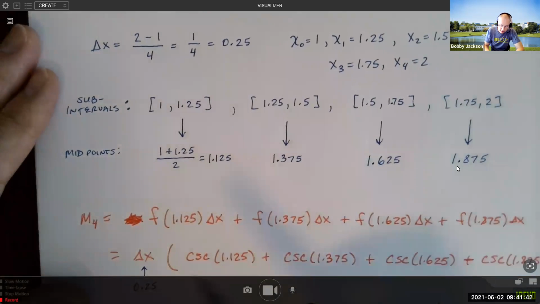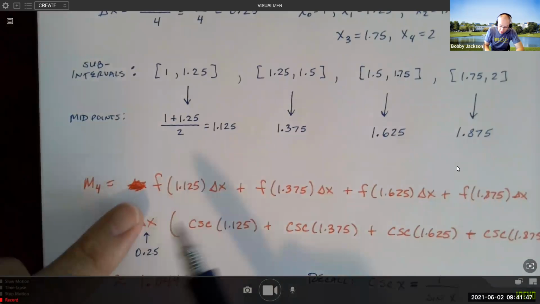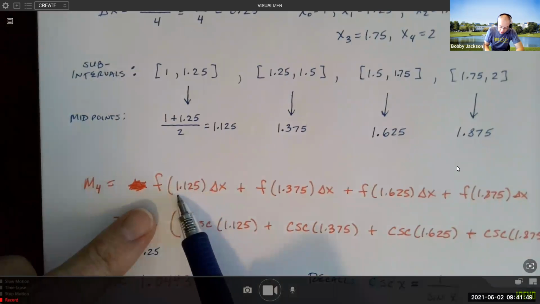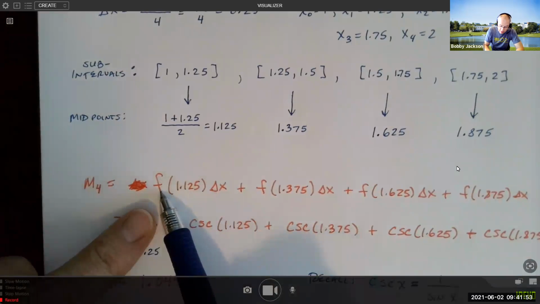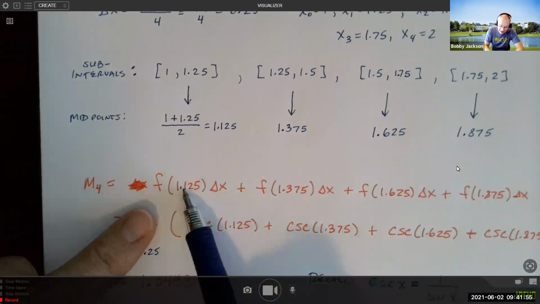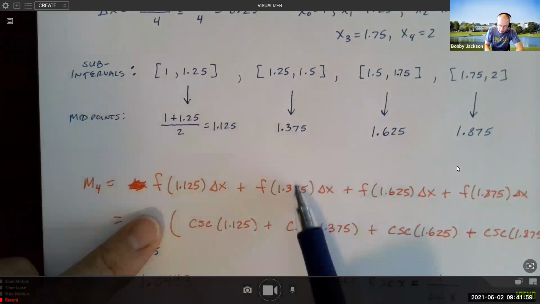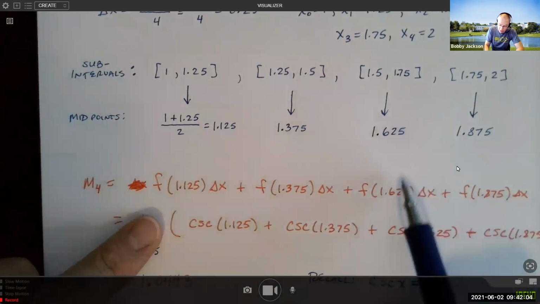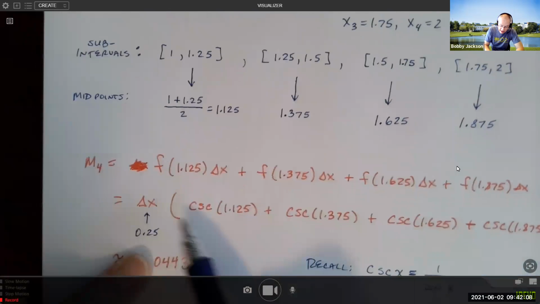So now we're ready to go. We can find the value of M4. Let's add up the areas of the 4 rectangles. Their widths are all the same, delta x. The heights are going to be the function evaluated at the midpoint. So the first midpoint, second midpoint: evaluate the function at that midpoint times the width, and so on. This delta x is common to all 4, so I'll go ahead and factor that out.